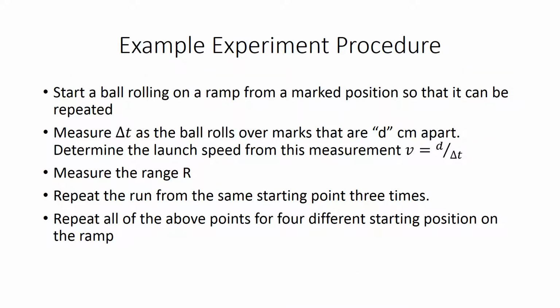The experiment procedure is pretty simple. We start a ball rolling on a ramp from a marked position. We measure the delta time as the ball rolls over the marks that are d centimeters apart. We can determine the launch speed from this measurement by simply dividing d by delta t. We measure the range, r, and then we repeat from the same starting point 3 times. We repeat all of the above points for 4 different starting positions on the ramp. That way we have 4 different starting speeds.